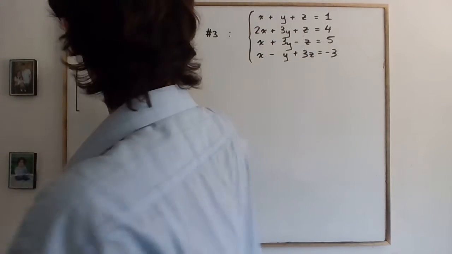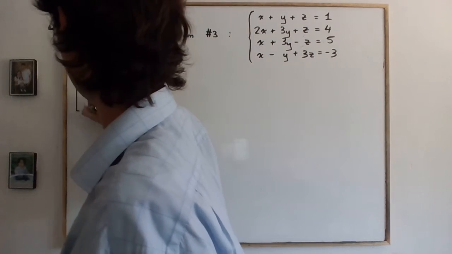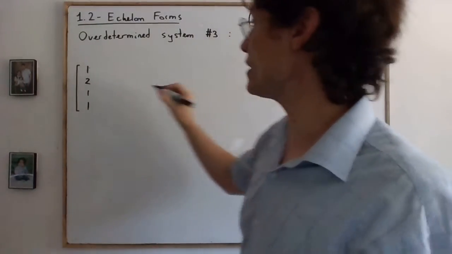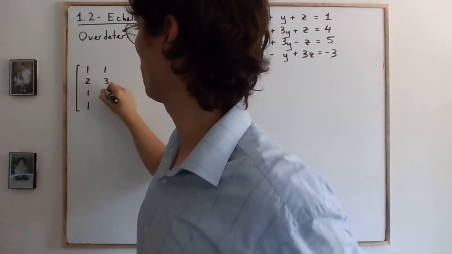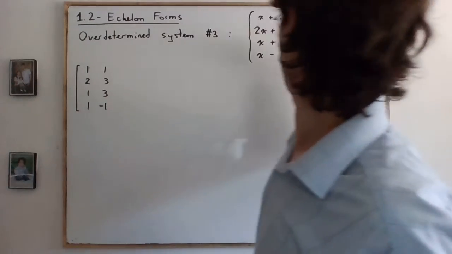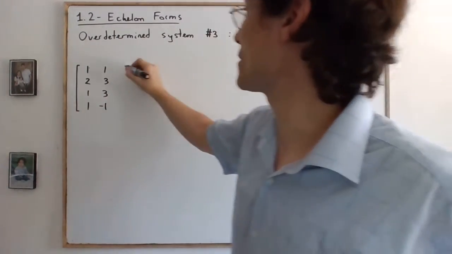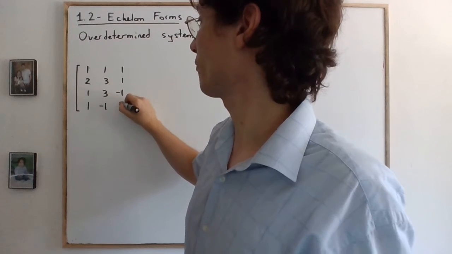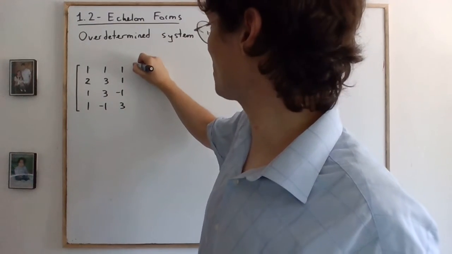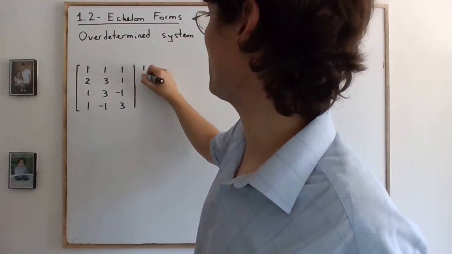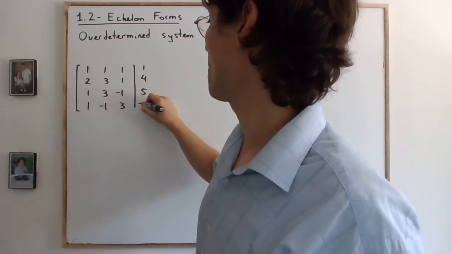So 1, 2, 1, 1. We have 1, 3, 3, negative 1. We have 1, 1, negative 1, 3. And the constants, they're always the easiest to read. 1, 4, 5, negative 3.